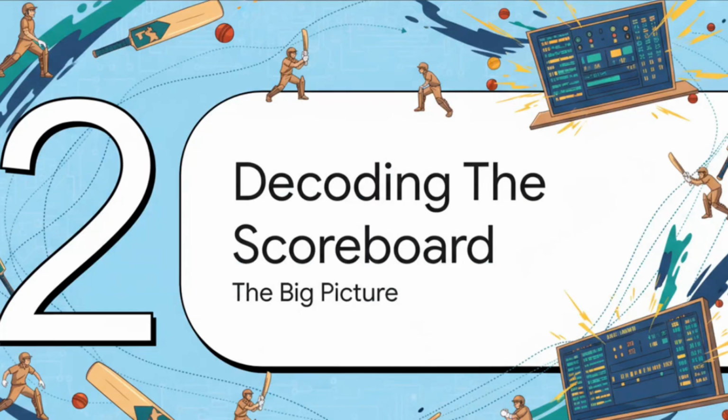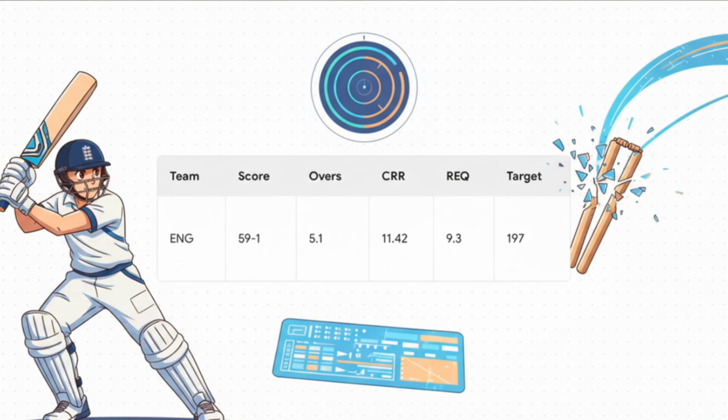Okay, so we get the instant replay, the one moment where a player got out. But cricket is this huge, sprawling game. How does that one little moment fit into the grand scheme of things? Well, for that, we've got to zoom out and take a look at the main scoreboard. Think of this as your command center for the entire match.